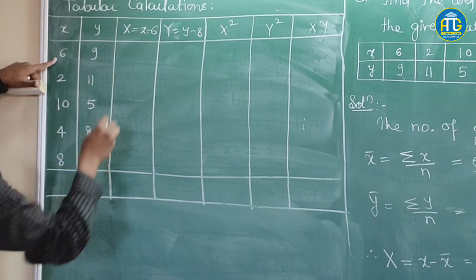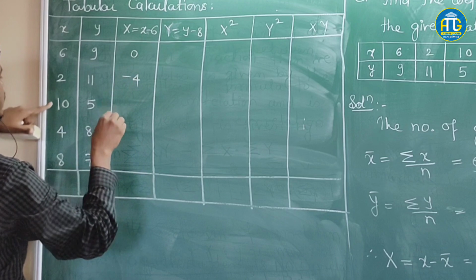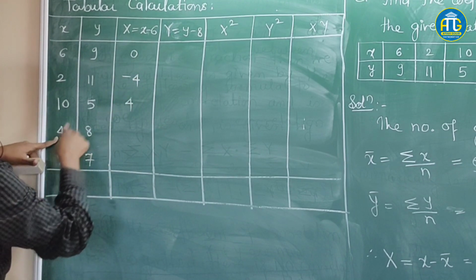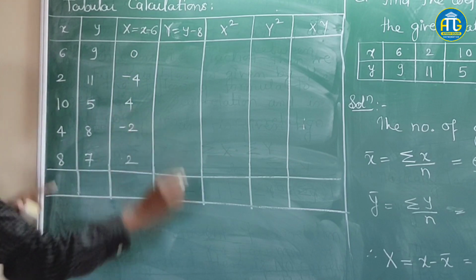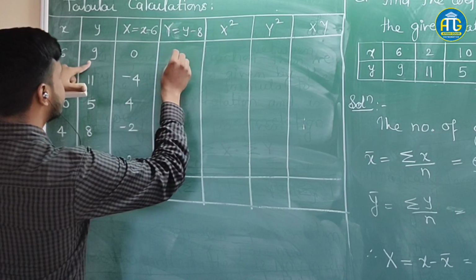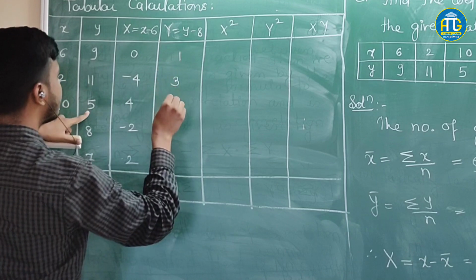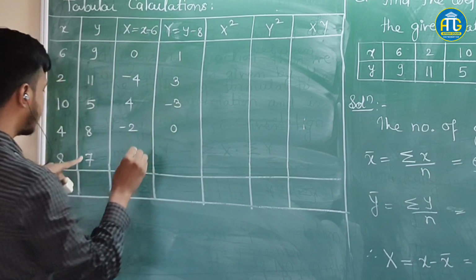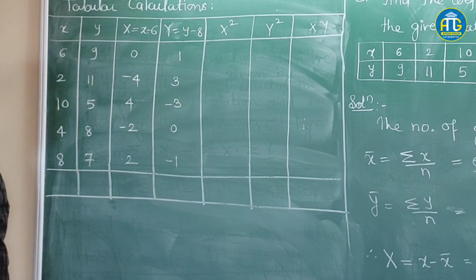What is x minus 6? 6 minus 6 is 0. 2 minus 6 is minus 4. 10 minus 6 is plus 4. 4 minus 6 is minus 2. And 8 minus 6 is plus 2. Likewise, find the values of Y. 9 minus 8 is 1. 11 minus 8 is 3. 5 minus 8 is minus 3. 8 minus 8 is 0. And 7 minus 8 is minus 1.